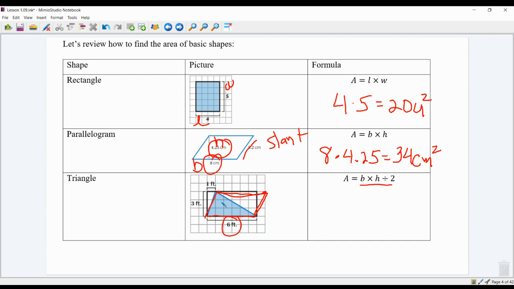It's base times height. I'm going to label this dimension with a B and this dimension with an H. I do 6 times 3, but then I have to divide it by 2 because there wasn't a second triangle. So it's 18 divided by 2 equals 9 because there are only 9 square units. If you counted these units, there's only 9 inside half of the parallelogram.